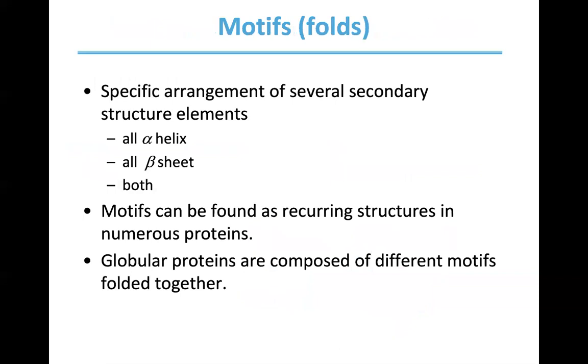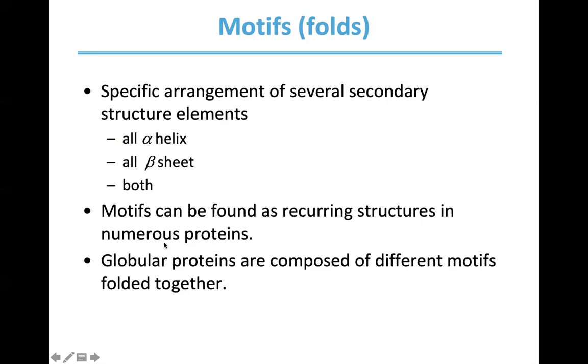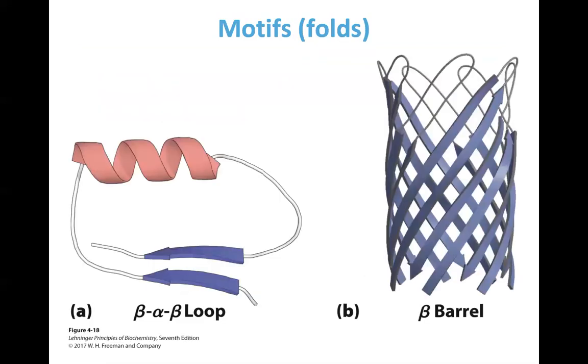So specific arrangements, secondary structures. So we have alpha helixes, beta sheets, and both. Now there is something called motifs, right? So for example, one type of motif, basically recurring structures in proteins. So this is a combination of various secondary structures. For example, yeah, the next slide. Let's look at the next slide. So this motif is beta alpha beta loop, right?